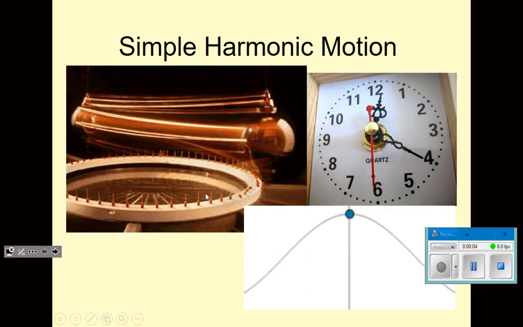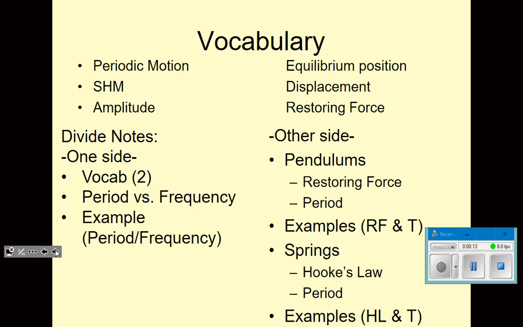All right, this is the simple harmonic motion notes for on-level physics, and we'll get right into it. We divided our notes into 4 sections on both sides of our paper. One side should have 2 sections for vocabulary, and these are the 6 vocabulary words that go in those 2 sections, so 3 and 3. And then one section should be period versus frequency, and another section should just be example for period frequency.